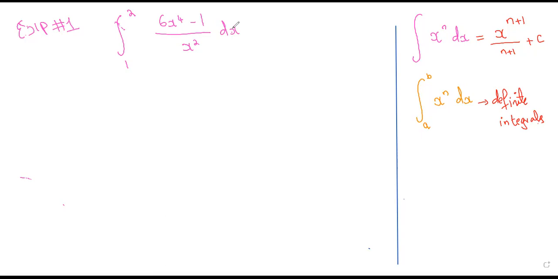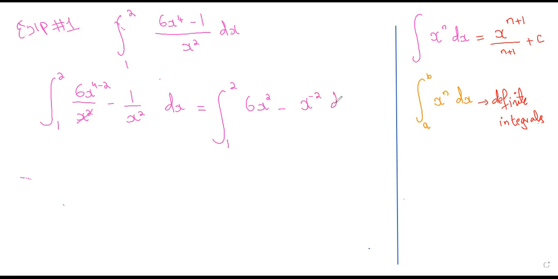In order to do the integration, we are going to simplify this. How? By first simplifying the function. So I'll rewrite everything as it is. I am not going to integrate it at the first step. I'm first going to simplify this. Now x squared can be cancelled with x to the power 4, and I can write this down as the integral from 1 to 2 of 6x squared minus x to the power minus 2 with respect to x.